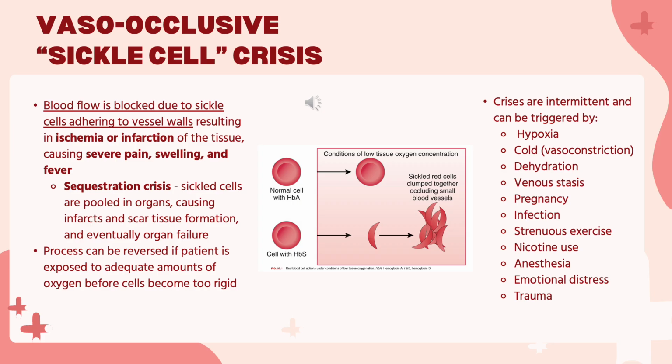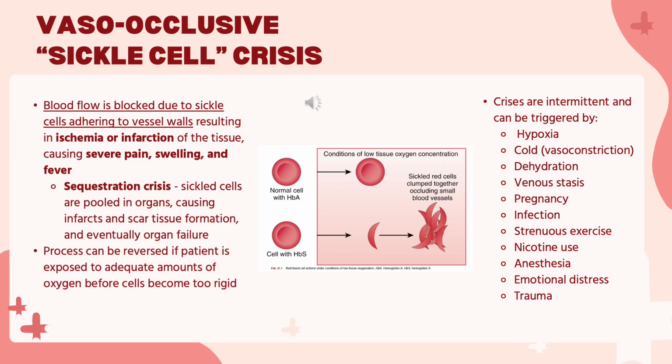There is a specific type of crisis, which is known as a sequestration crisis, which occurs whenever sickled cells pool in organs, such as in the spleen in children, or in the liver and in the lungs in adults. So this pooling causes infarcts and scar tissue formation, which can ultimately lead to organ failure.